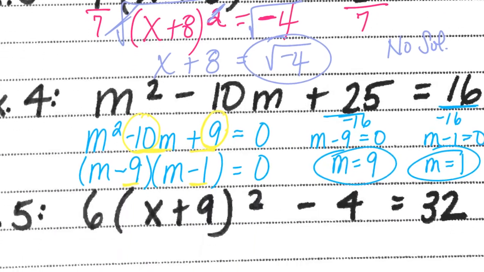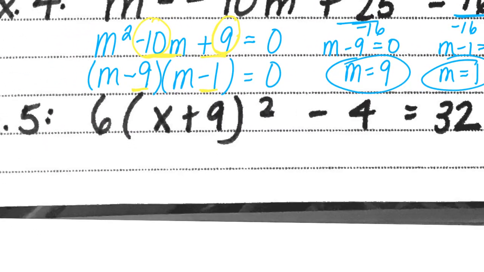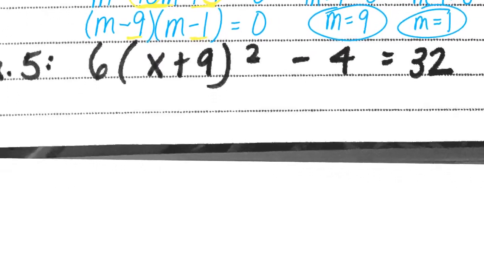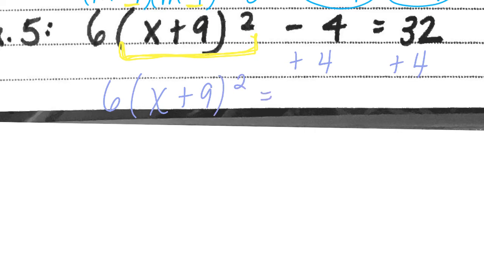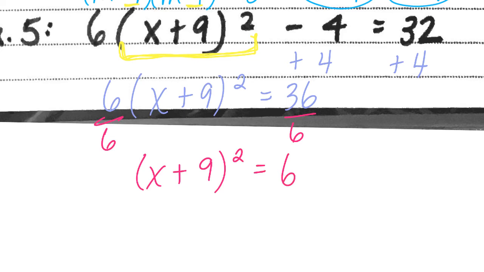All right, the last one that I'm going to go over is example 5. Notice there's a ton of stuff around the perfect square. So this is the perfect square that we're looking at. We want to get rid of everything around it first. So just like you would in Algebra 1, the first thing we would do is add 4. So we get 6 times x plus 9 quantity squared is equal to 36. And in your gut of guts, you're saying, hey, divide by 6. And we get x plus 9 quantity squared equals 6.